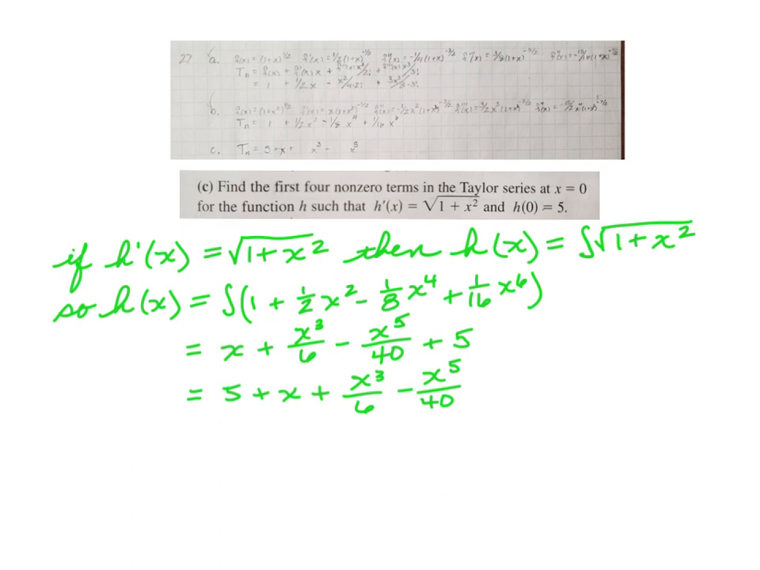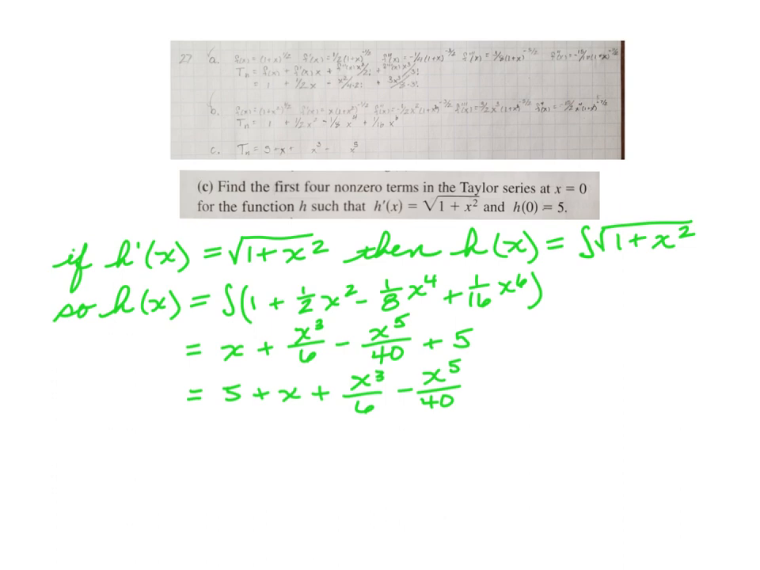So part C asked you to find the first four non-zero terms in the Taylor series at x equals 0 for a function h such that the derivative is that radical 1 plus x squared, and that h of 0 equals 5. So that tells us basically what C is, right?